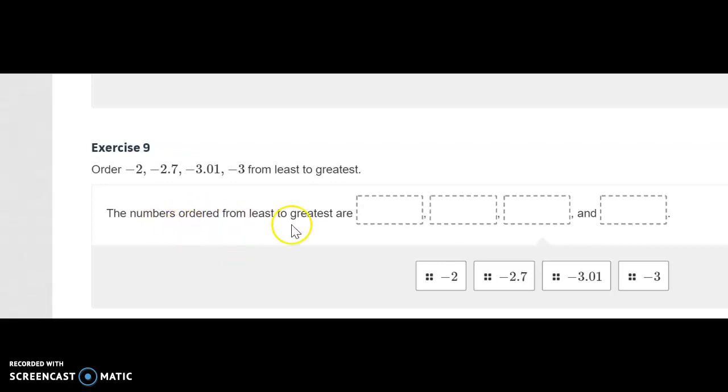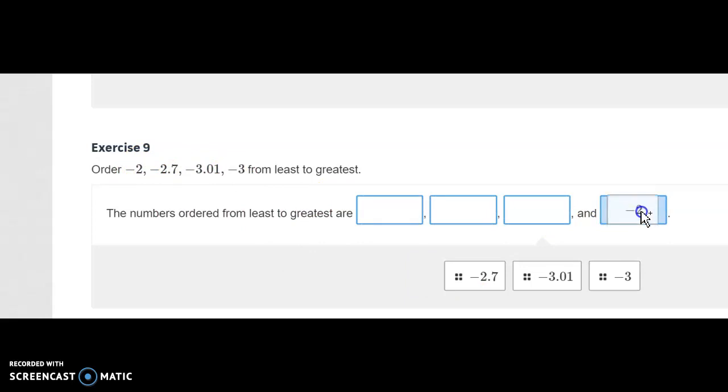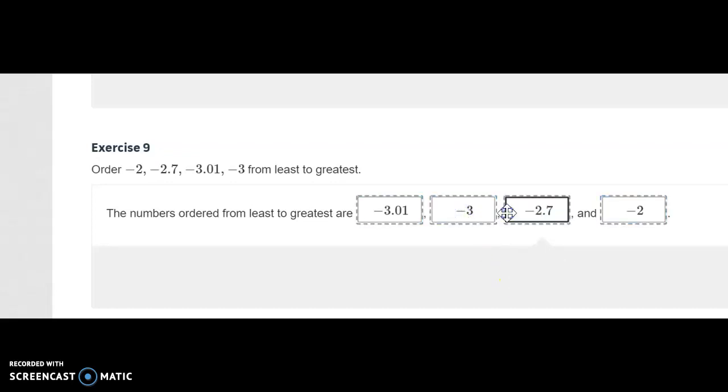Okay, the numbers ordered from least to greatest. So the smallest number, and then our 2 is going to be our biggest number. So our smallest number is going to be, and then you just plug in everything else. So do your least to your greatest first.